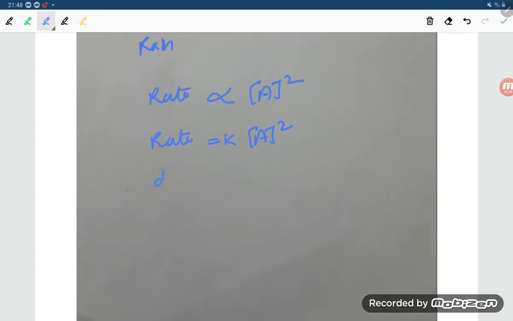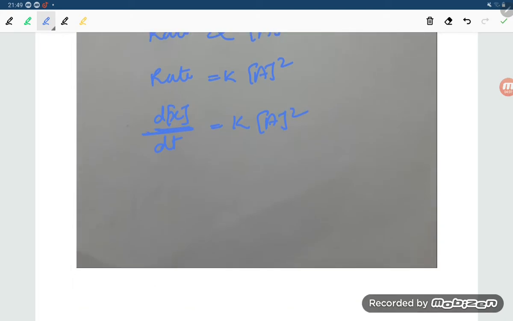So rate is dx by dt, and dx by dt is equal to k A power 2. This is the molar concentration of the reactant. So how much is molar concentration? It is mole per liter, students, mole per liter.